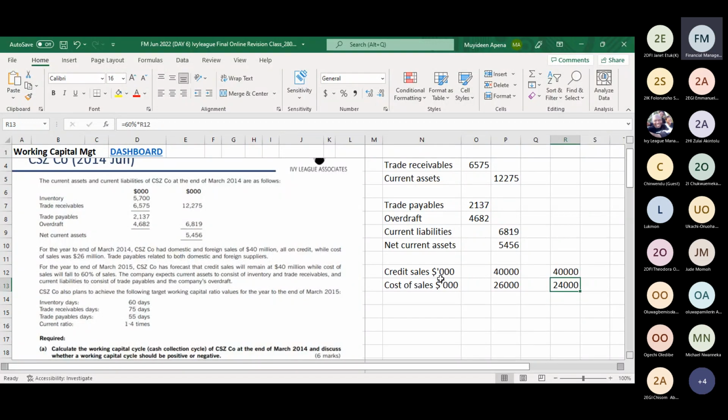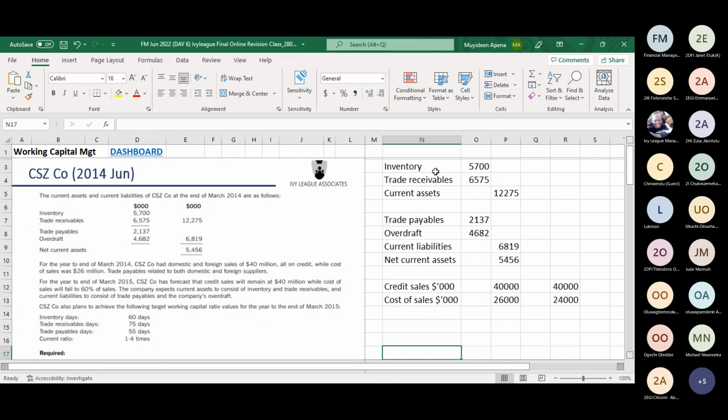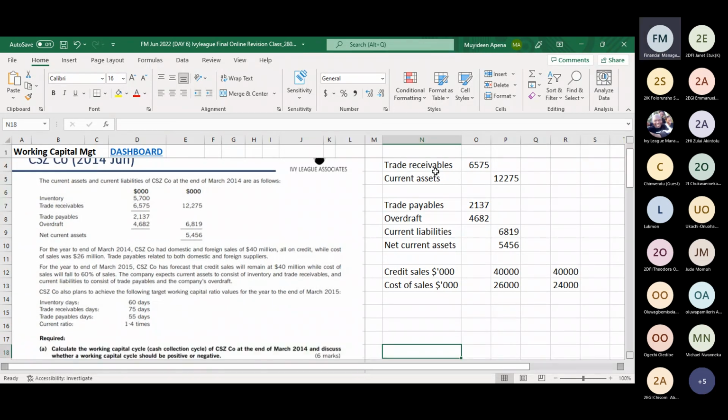Okay, and current liabilities to consist of trade payables and the company's overdraft. So we'll maintain this same classification for 2015. That's what they are saying. Okay. So CSECO also plans to achieve the following target working capital ratio values for the year to the end of March 2015. So this is what they plan.